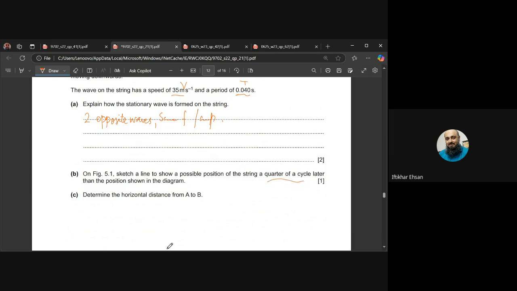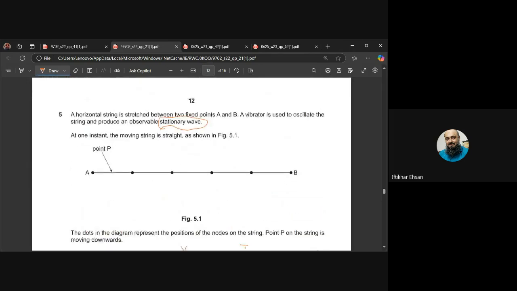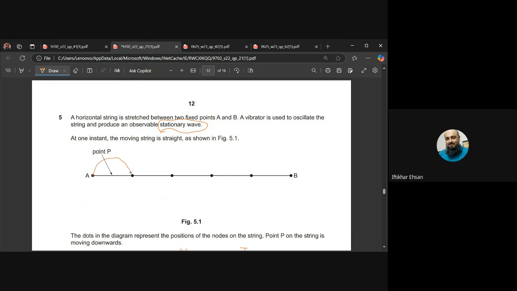Beta, for this now, I have to show you something. I may know the answer. After a quarter, it will be like this. Let me redraw. Or it will be opposite. Either case. How do I know this? Any hint? It says that each dot represents a node. No. How do I know that after a quarter it will be like that?